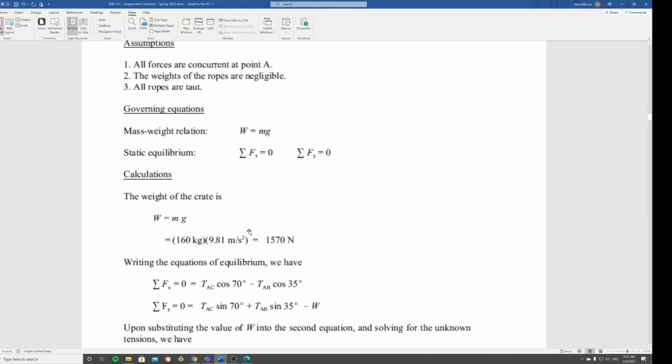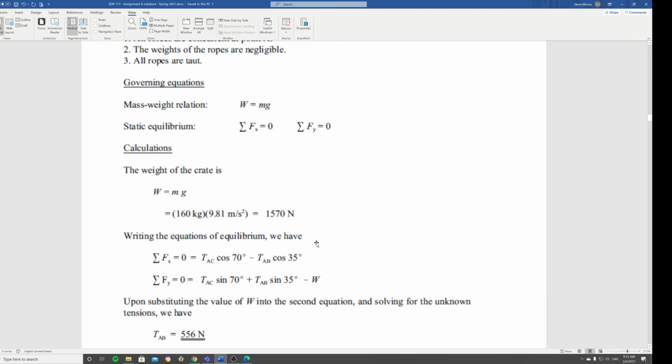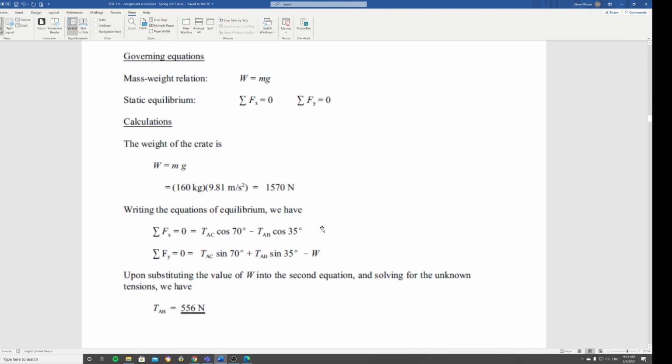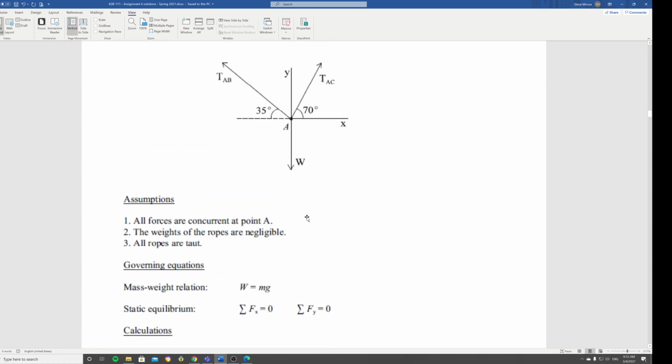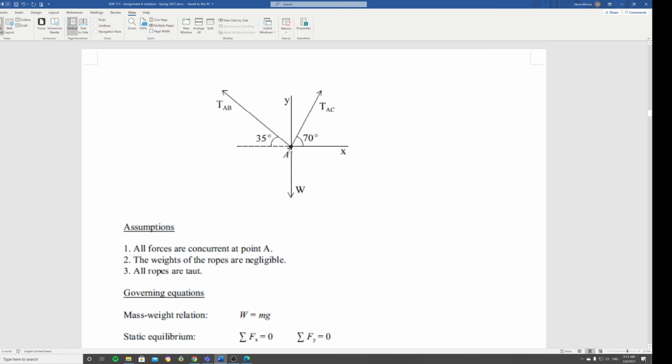So the first part is, of course, the crate, its weight, and then the equations. What we're looking for in this case is the tension in the x direction. We can use the trig functions for that, and they're actually going to be the cosine function. If we go back up and look at the angles here, we're looking for this part of the force, or the x component of the force.